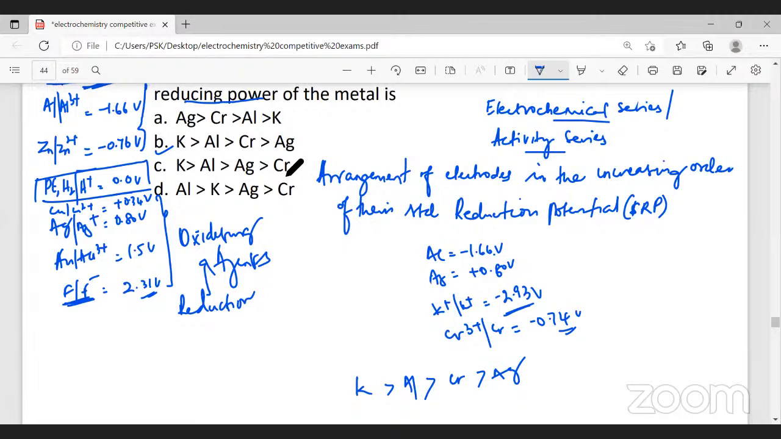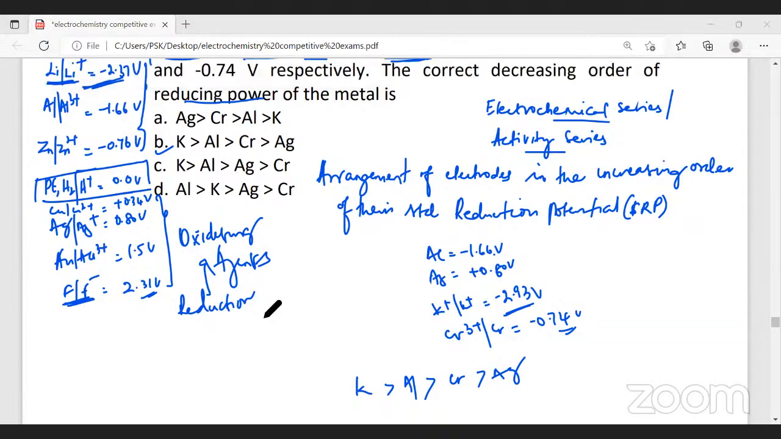You should remember, the larger the negative value, the stronger the reducing agent. So amongst these four, the larger negative value is for potassium. Therefore, potassium is the strongest reducing agent amongst them. Next is aluminum, next is chromium and silver. Did you understand this question? Answer is option B. Did you follow this question? Yes, sir.